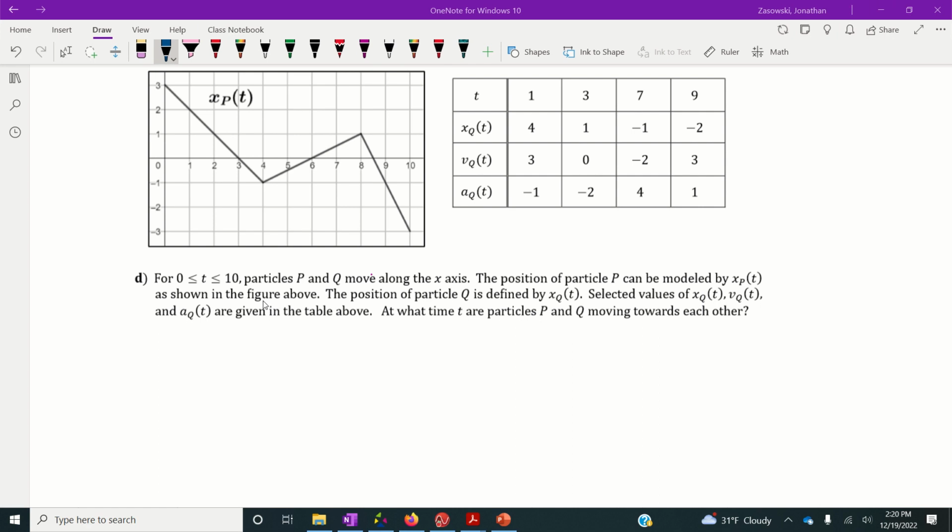All right, for letter D, we have 2 particles, P and Q. We're given time values between 0 and 10. The position of P can be modeled by this lovely graph, and particle Q's position, velocity, and acceleration are modeled by the chart. At what time are P and Q moving towards each other?